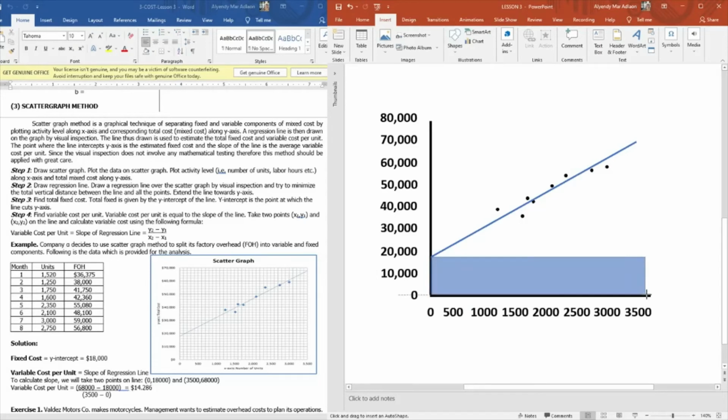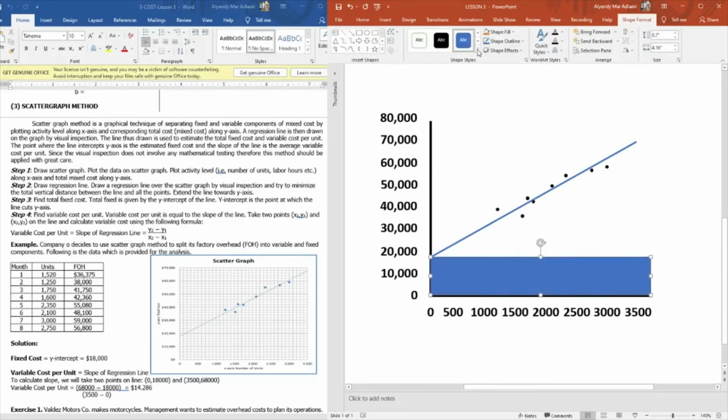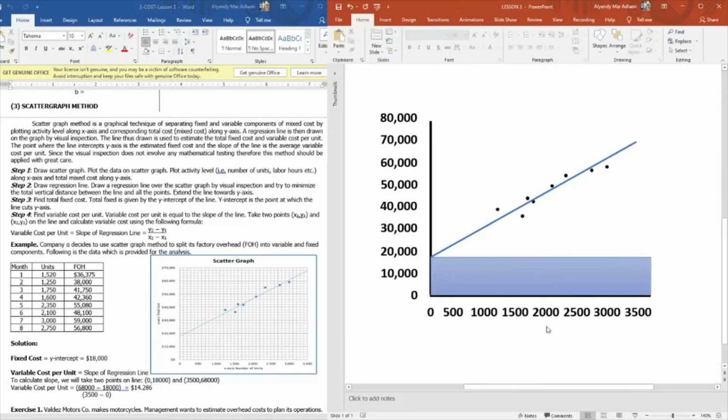Okay, so therefore, this area here, class, is a fixed cost. What does it mean? It means this is the fixed cost. So if 0, this represents the number of units. Now, if you have no production, 0, you will still have a fixed cost, or you will still incur a cost of 18,000.